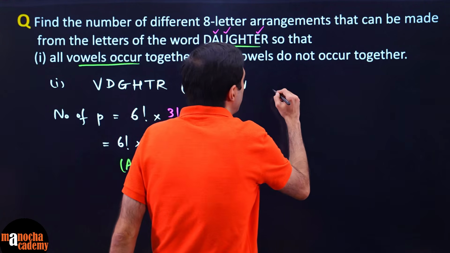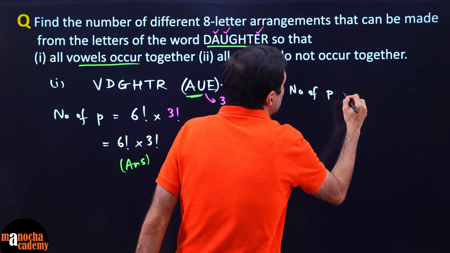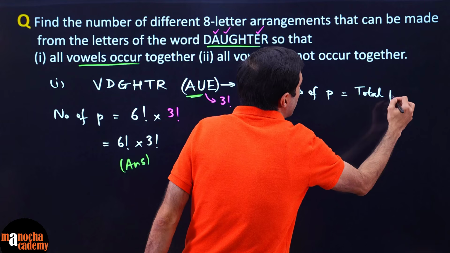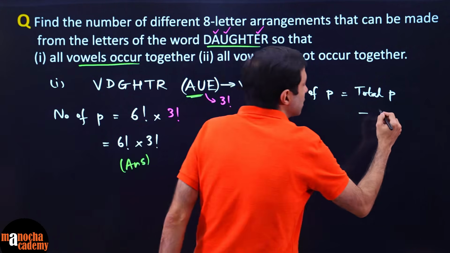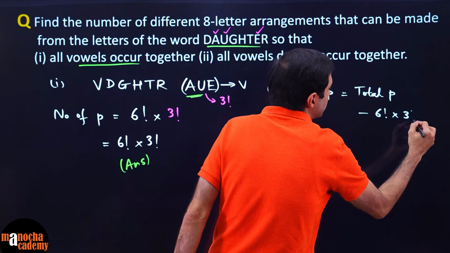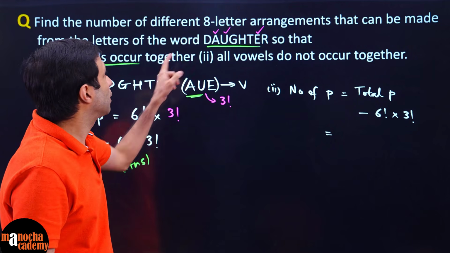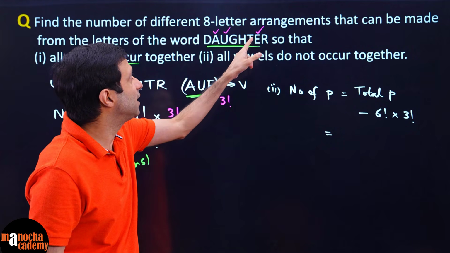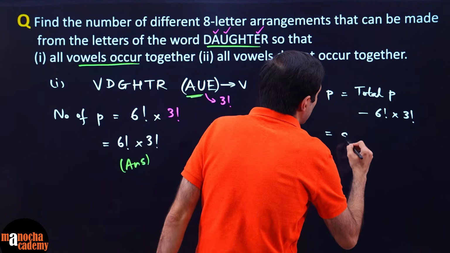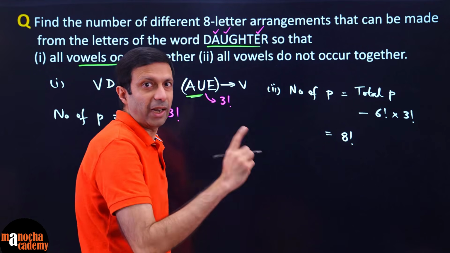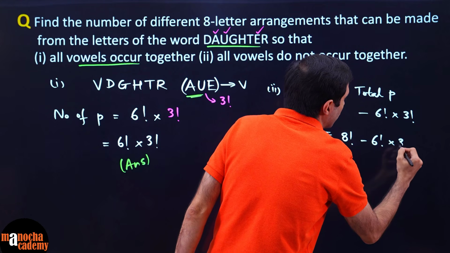So here part 2 should be pretty simple, because we'll say the number of permutations here is going to be the total number of permutations minus what we just found where they occur together, which was 6 factorial times 3 factorial. Now what is the total number of permutations possible? Well, the word daughter has 1, 2, 3, 4, 5, 6, 7, 8 letters here, right? So this is going to be 8 factorial total permutations minus 6 factorial times 3 factorial.